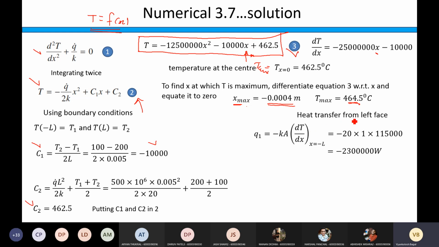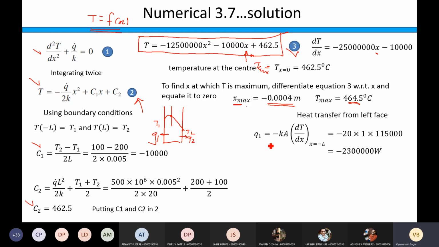Now, heat transfer from the left face. So we know this is our slab. This temperature is higher and this is lower, and the temperature distribution will look like this. We talked about this. So we have to find out the heat transfer from this side of the slab, Q1, and heat transfer from this side of the slab, Q2, right?